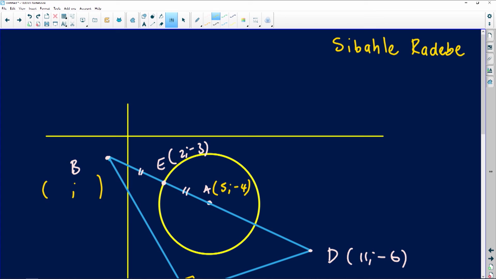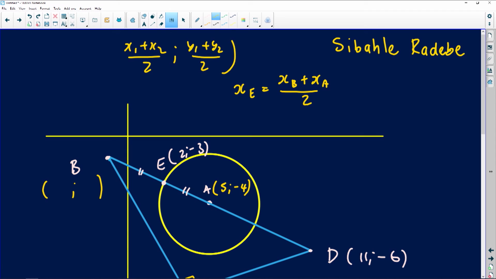So what I'm going to do, I'm going to say the x coordinate of the midpoint, which is point E, is given by the x value of B plus the x value of A, divided by 2. You normally have (x1 + x2) over 2 and (y1 + y2) over 2 as the coordinates of the midpoint. And those are the coordinates of point E. So the x coordinate of point E is x of B plus x of A, over 2.